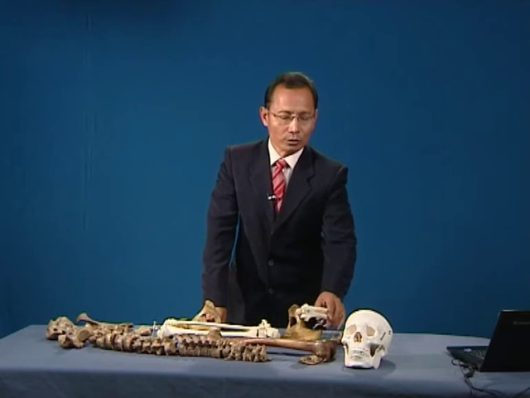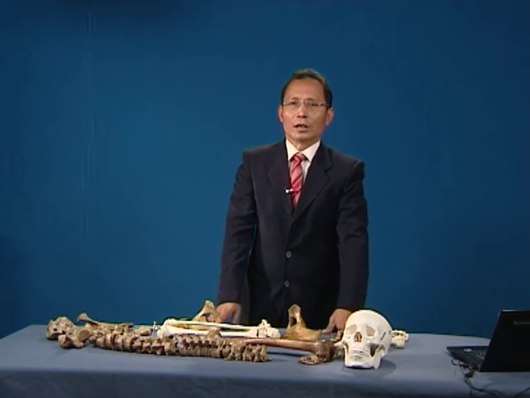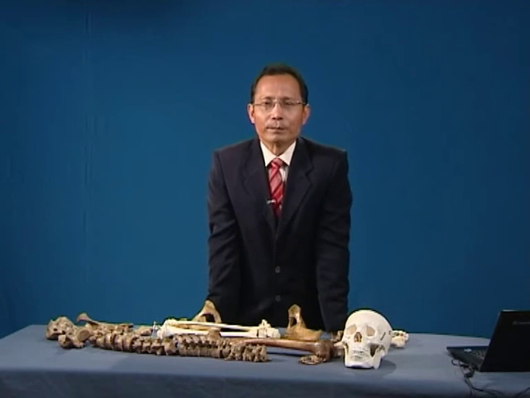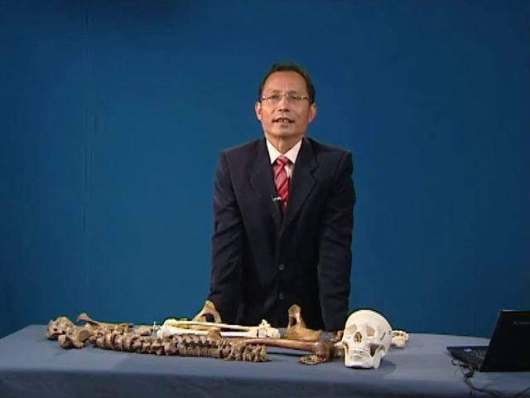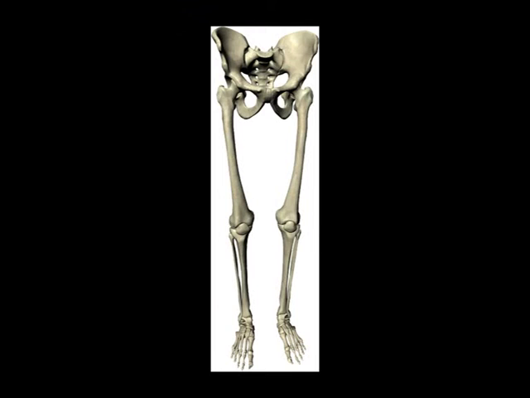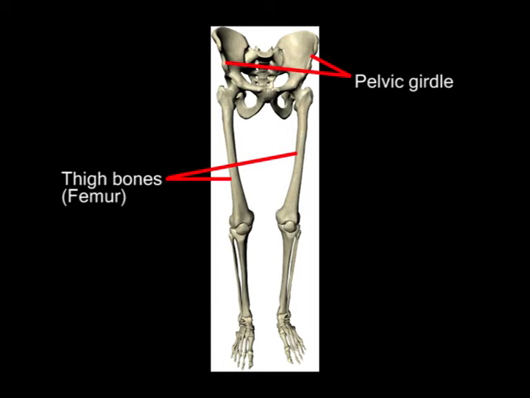Now let us come down to the lower limbs. When we say lower limb, it is constituted by two pelvic bones together with the sacrum. But we have counted the sacrum as an axial bone. Therefore, for the lower limb, we have one pelvis on each side, so together two pelvis. Then we have two femur, two thigh bones.